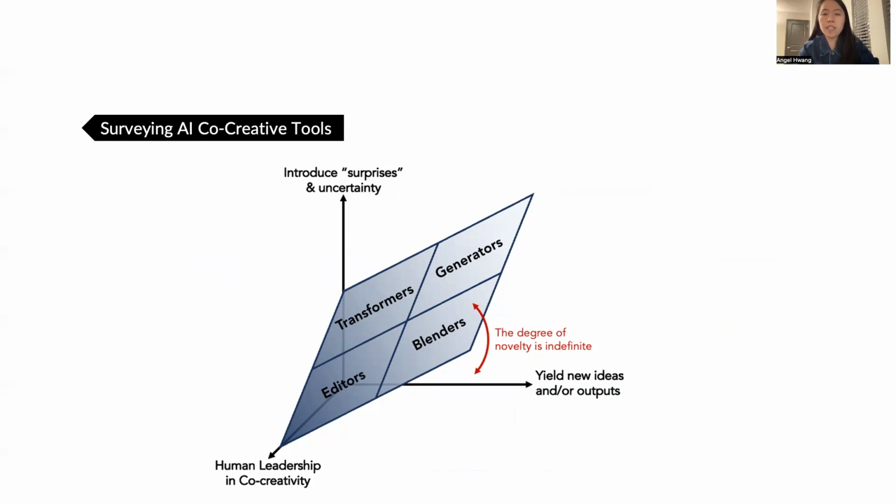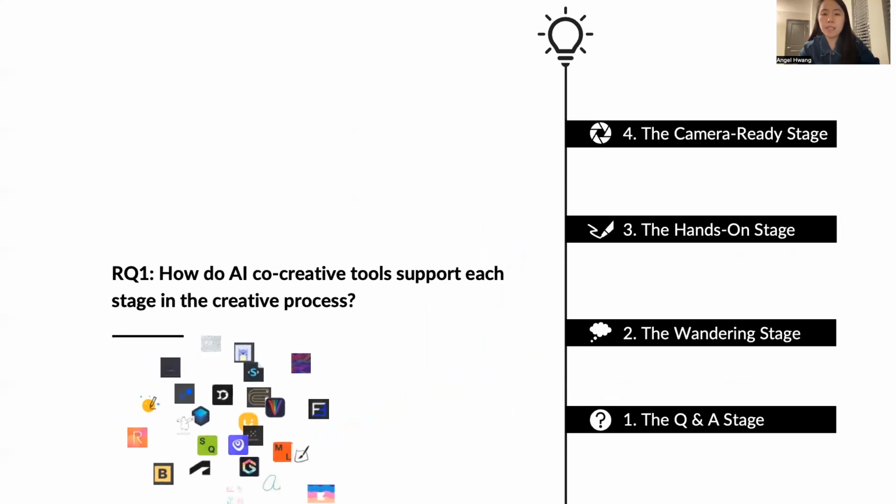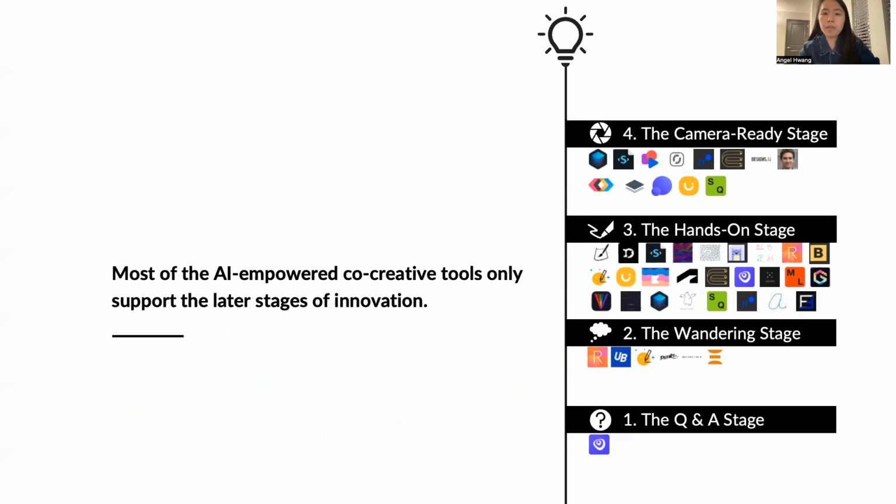Besides their functionality, these tools differ by whether they allow human intervention, whether they introduce surprises to work, and whether they prompt new ideas. So, examining these existing tools, I first ask whether they offer support to different stages in the creative process. And what I found is that most of the tools support just the later stages of the creative process, which doesn't really allow much creativity, as by the time a person is executing or finalizing their work, they already have their creative ideas in mind.